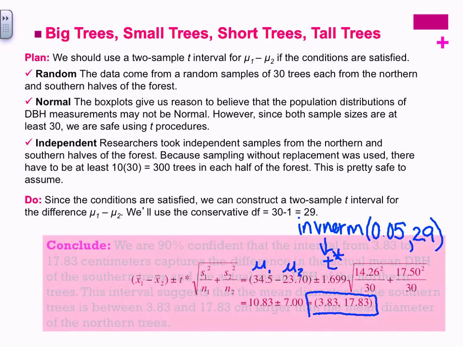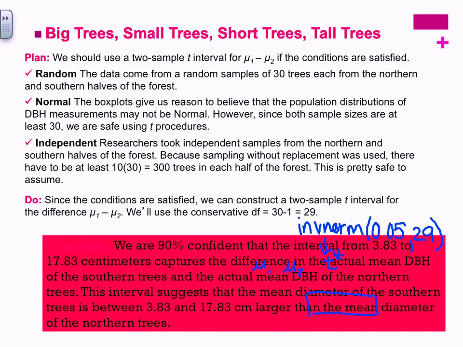Okay, the last step in a confidence interval is always to interpret. I'm going to erase this so we can see that. So we are 90% confident that the interval between 3.83 to 17.83 centimeters captures the difference in the actual mean DBH of the southern trees and the actual mean DBH of the northern trees. This interval suggests that the mean diameter of the southern trees is between 3.83 and 17.83 centimeters larger than the mean diameter of the northern trees.